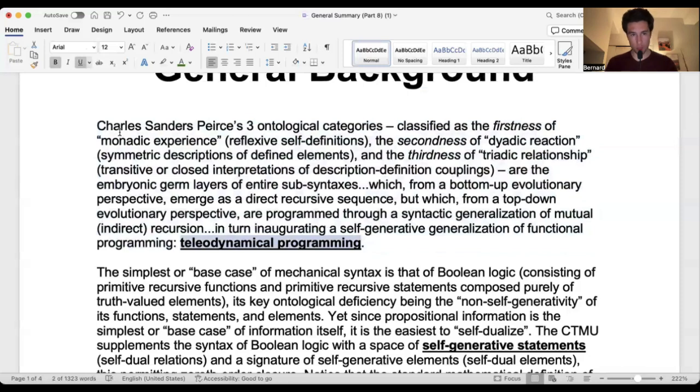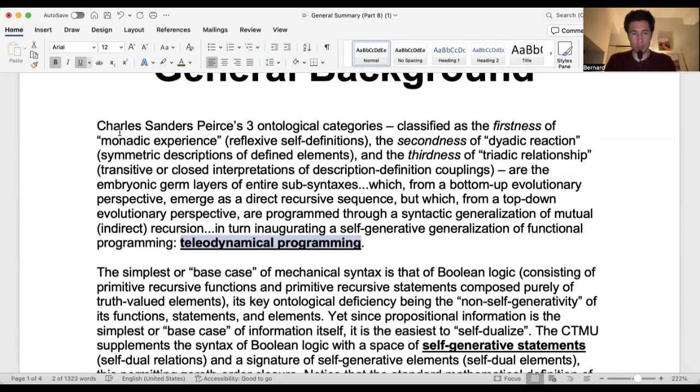All right, but anyway, we have Charles Sanders Peirce's ontological categories. Firstness, which is monadic experience, reflexive self-definitions, right? Body complexes permit monadic experience. Then you got secondness, which is a dyadic reaction in Peirce's terms, but is really a symmetric description of defined elements, right? You've got an element and a complement.